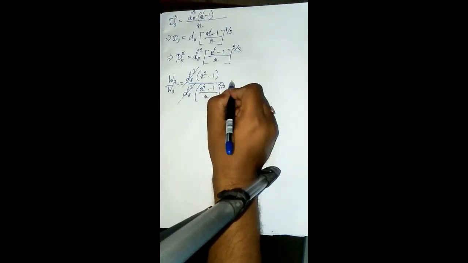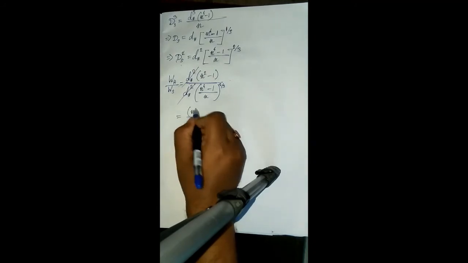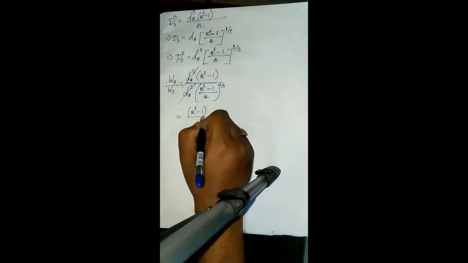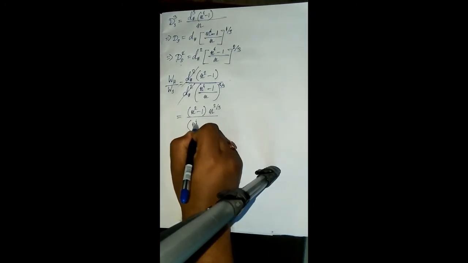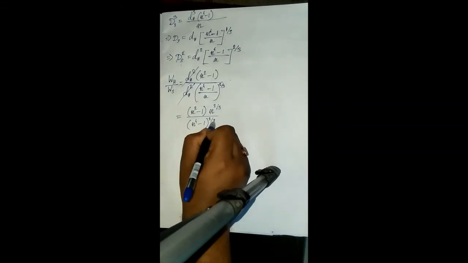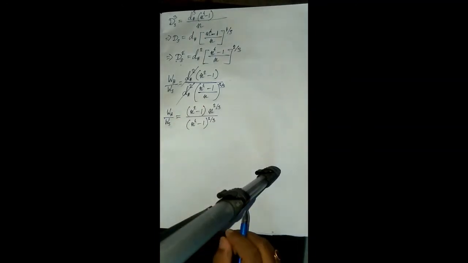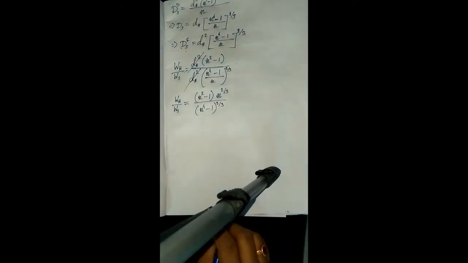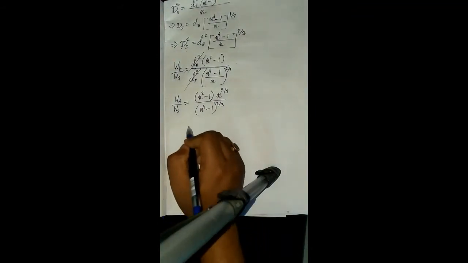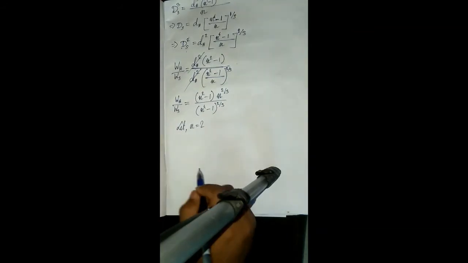cancelling out, so that becomes n square minus 1 into n to the power 2/3 by n to the power 4 minus 1, whole to the power 2/3. That is wh by ws. Again, we know that the value of n is obviously greater than unity, and let's assume the value of n is 2.